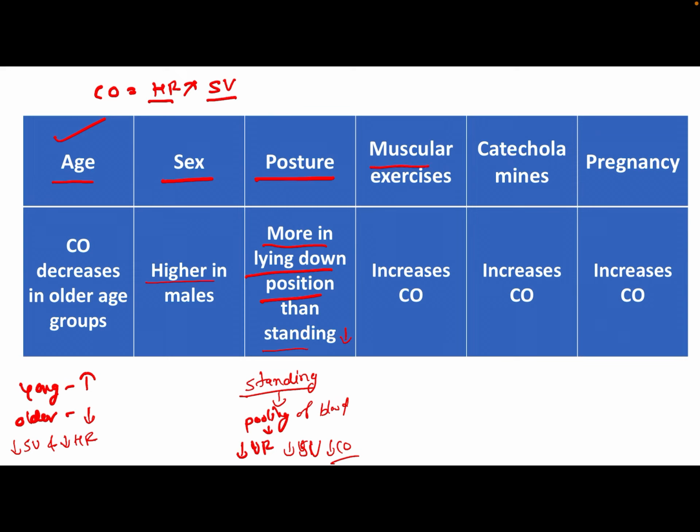Now muscular exercise will increase heart rate as well as stroke volume, so there will be increase in the cardiac output. Catecholamines will increase heart rate, so there will be increase in the cardiac output. And in pregnancy, there is increase in the volume of blood, so it will increase the cardiac output. So these are important physiological variations.